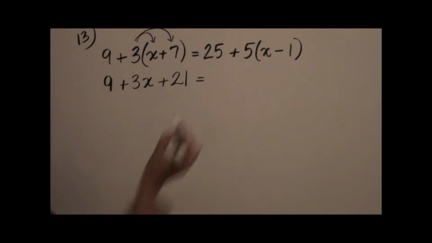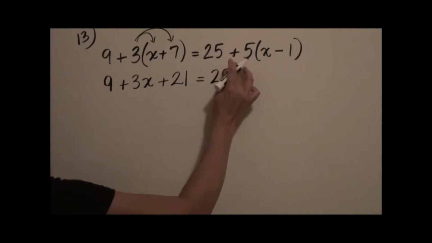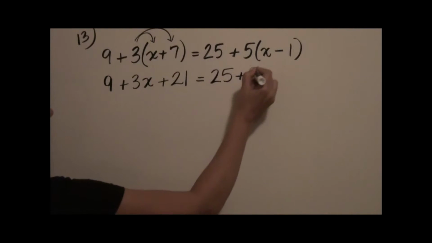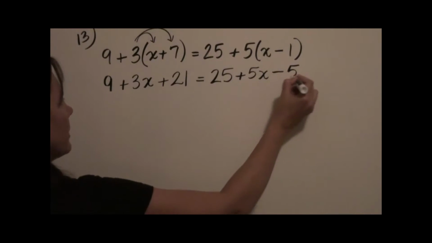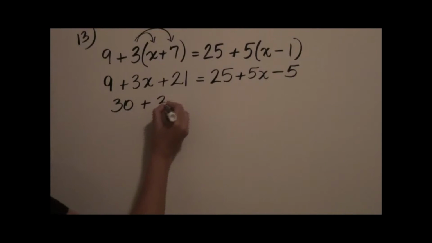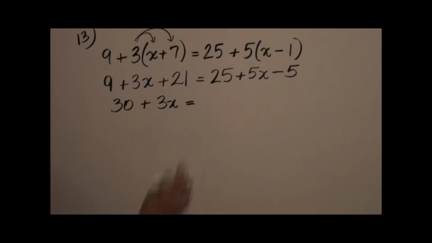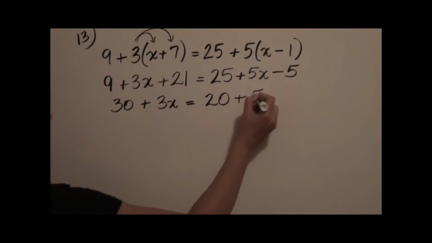Again, the 25 is out in front on the right side, so we bring it down. We have a plus 5 times x gives me plus 5x. Plus 5 times minus 1 gives me minus 5. Now we think about combining like terms. On the left side, we have a 9 and a 21 that we can combine to get 30. We still have a plus 3x. On the right side, we have a 25 minus 5. That gives me 20. We have a plus 5x.